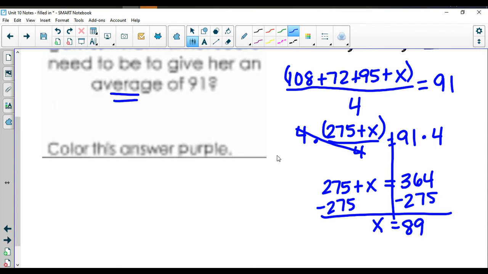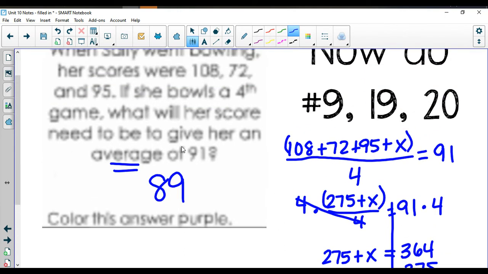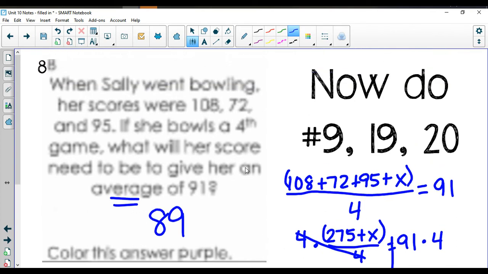So if I actually add those four numbers together now, the 108 plus 72 plus 95 plus, let's say she got the 89 on her fourth game, I get 364, and when I divide by 4, that gives me an average of 91. So this is how you can work backwards, if you know some of the scores, you're missing one, and you know what your average wants to be. So her score that she needs is going to be an 89. So that's the answer to question number 8. Similar questions that are on here that I would recommend you do right now are questions 9, 19, and 20 for this one.